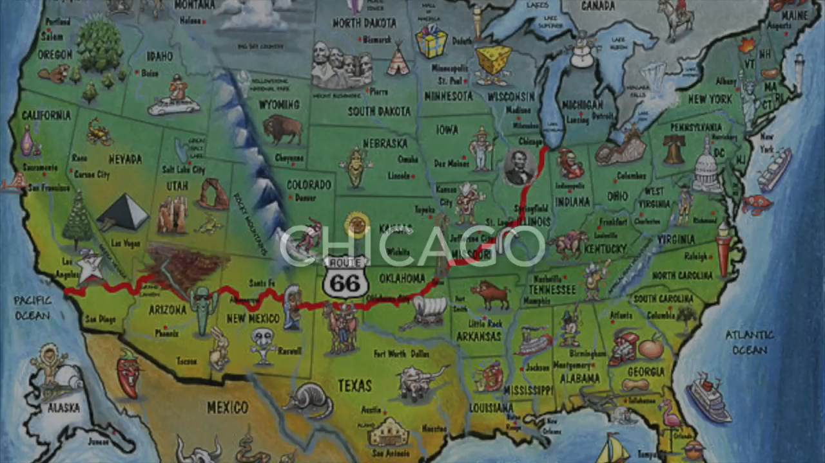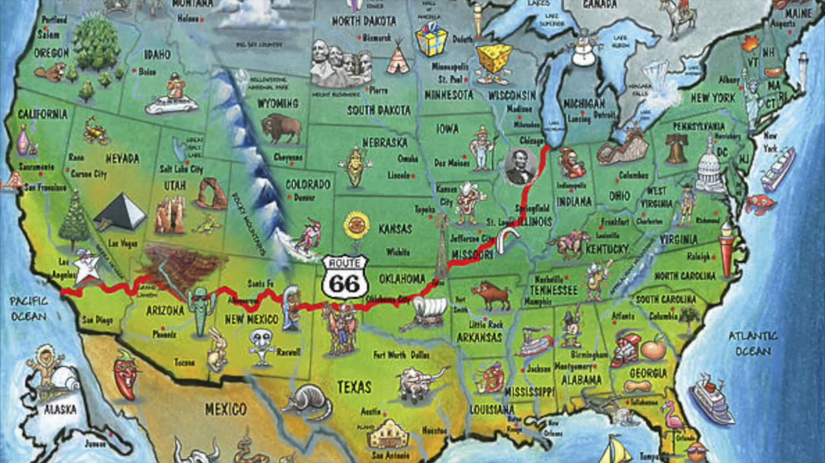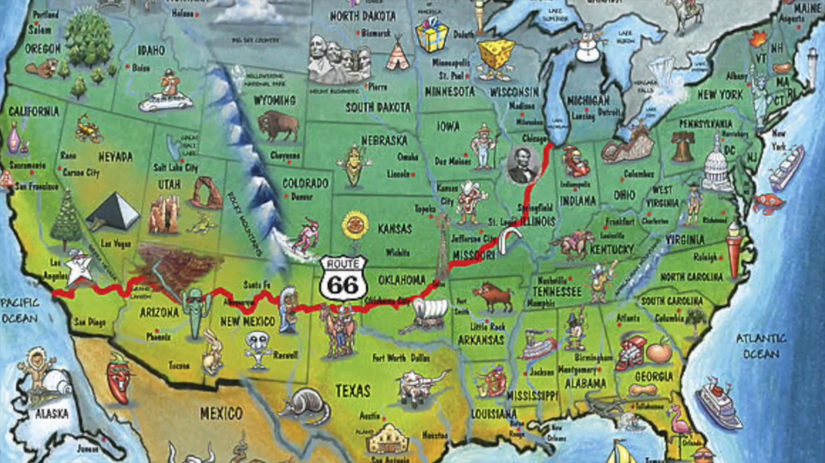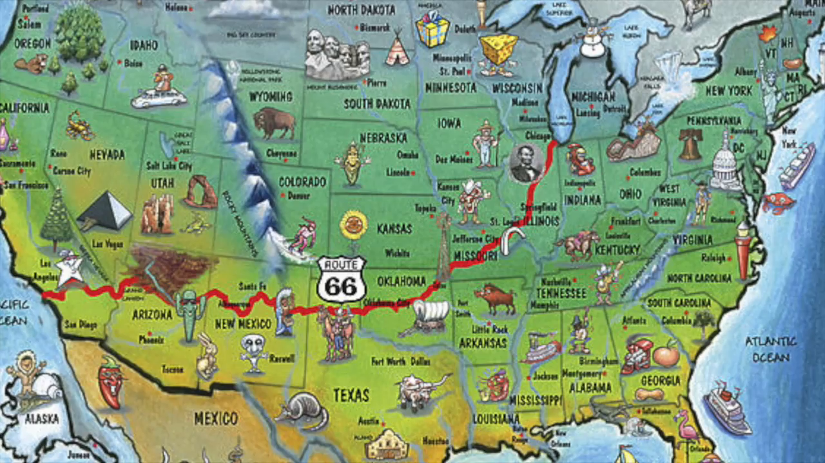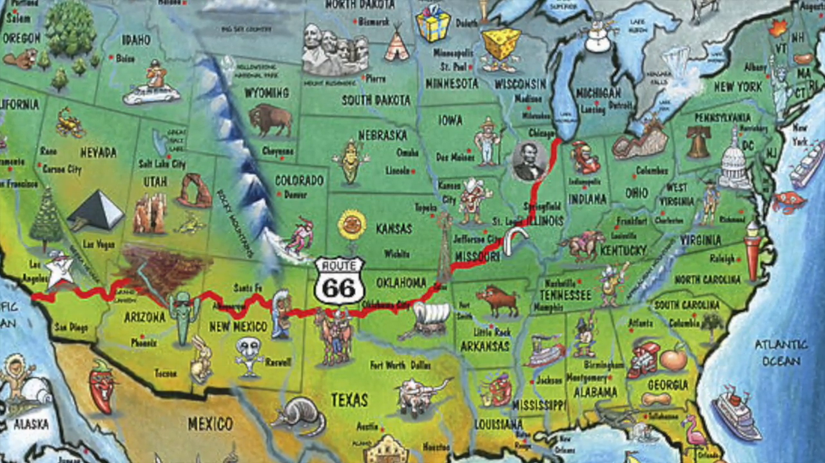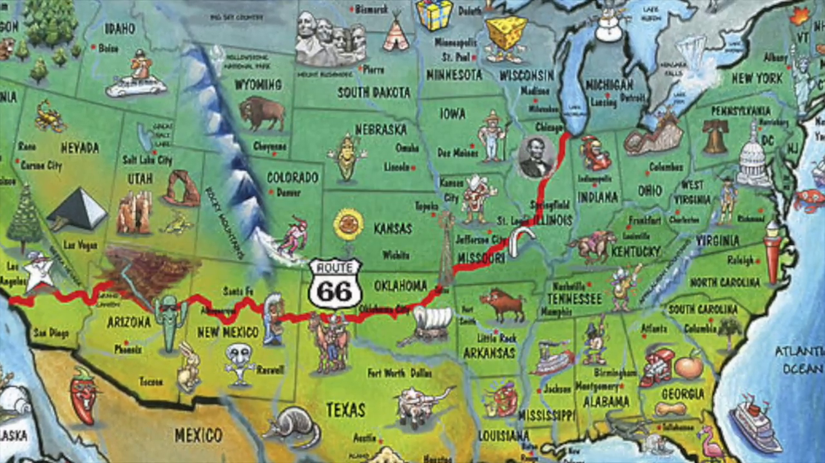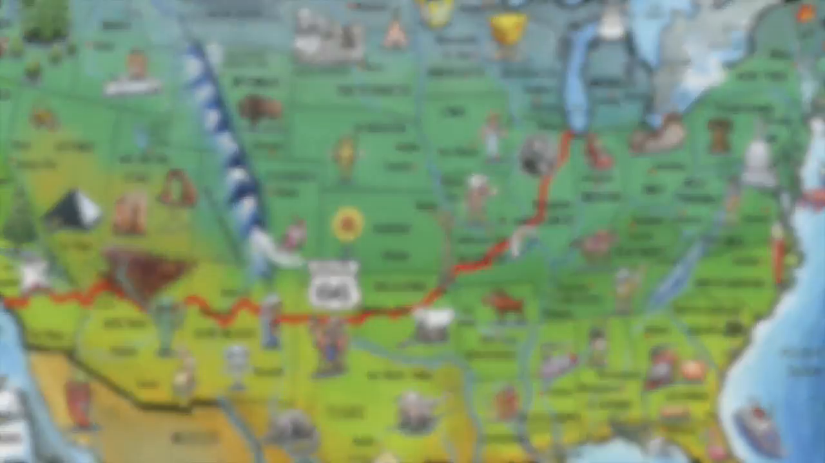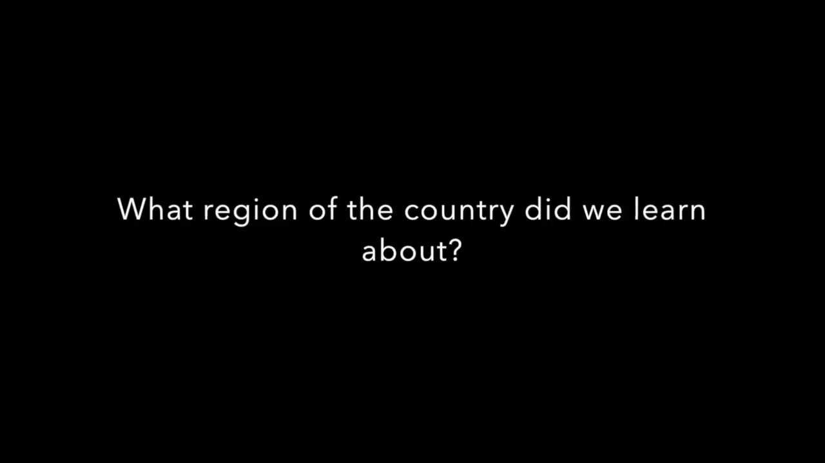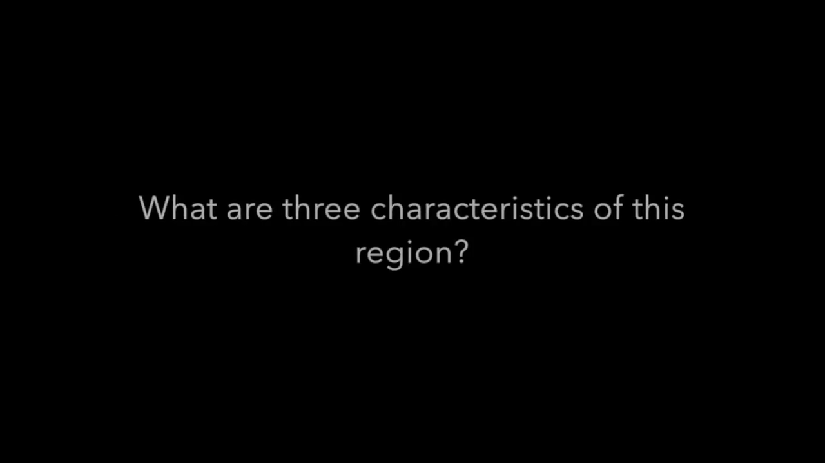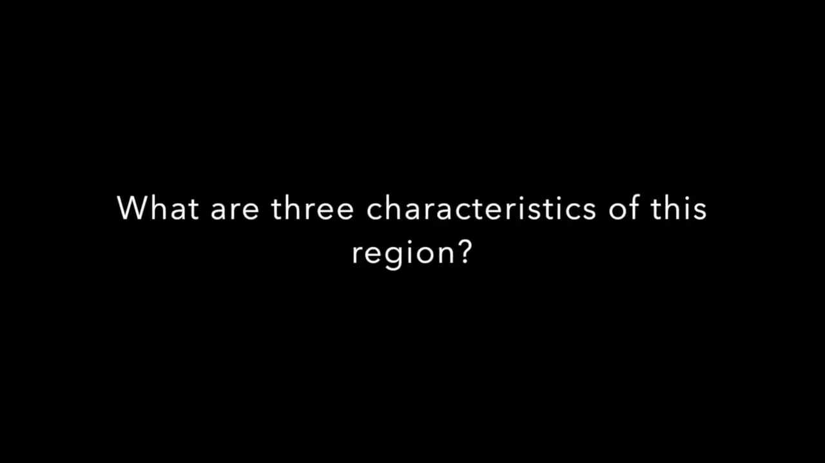Okay, friends, if you answered Chicago, you would be correct. We also talked about how Route 66 goes through a lot of states. Many of these states are in a specific region of the country. We even read a book about this region and learned a lot about characteristics of the region. First, I'd like you to write down what region of the country we learned about. And then I'd like you to write down 3 characteristics of this region.